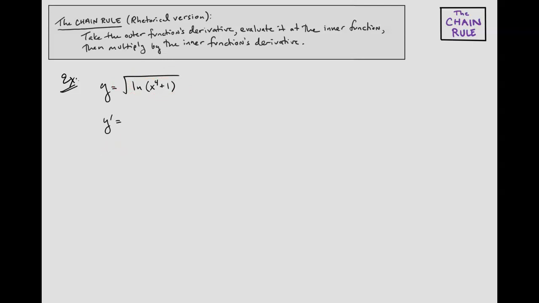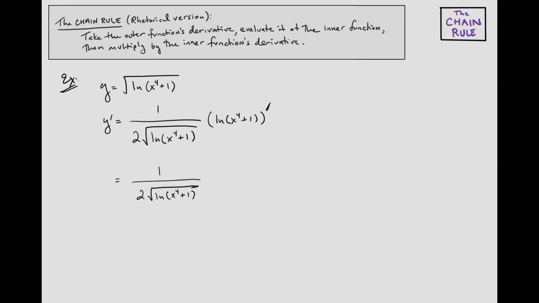To find the derivative of y, we take the derivative of the outer function. That's the derivative of the square root function, and as we saw in an earlier example, that's 1 over 2 times the square root of something. What's the something going to be? We are evaluating at the inner function, which is all this junk. So that gets imported into that, and we end up with 1 over 2 times the square root of log x to the 4th plus 1. But we are not done. This is just the first line, the derivative of the outer function evaluated at the inner function. We still have to take the derivative of the inner function.